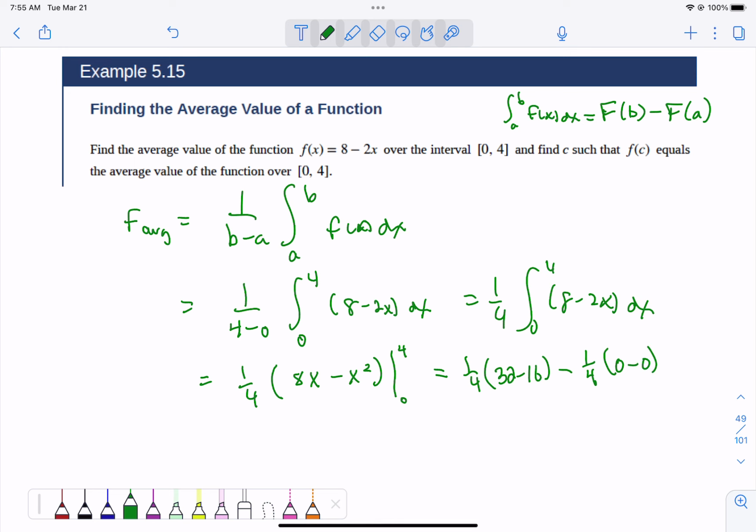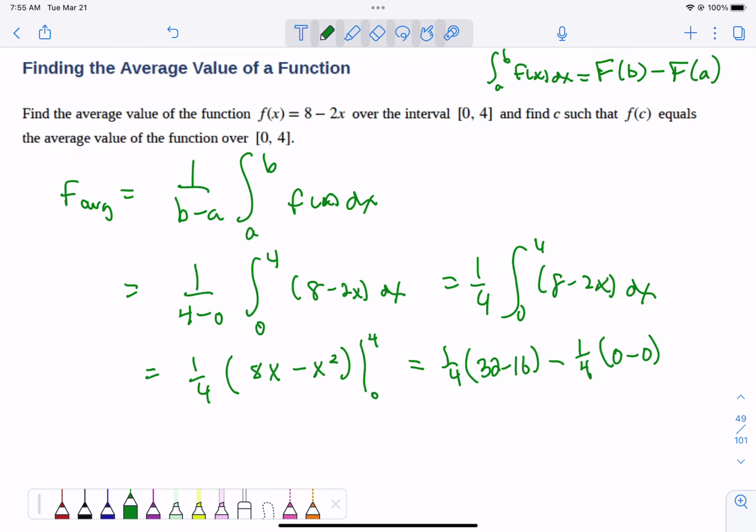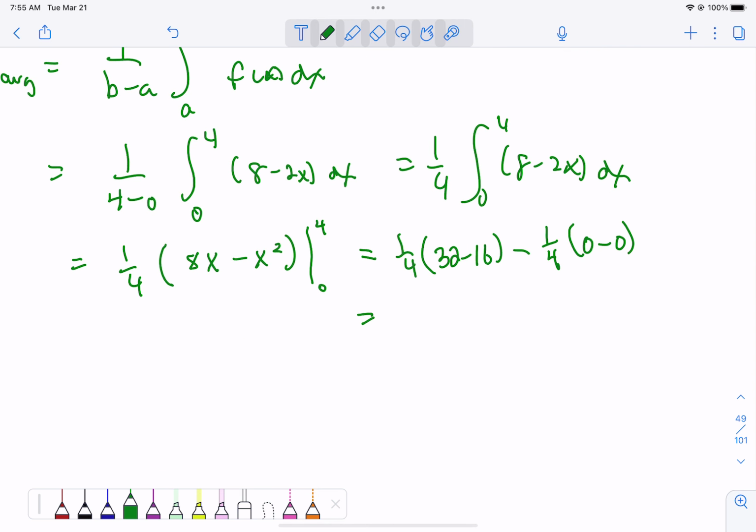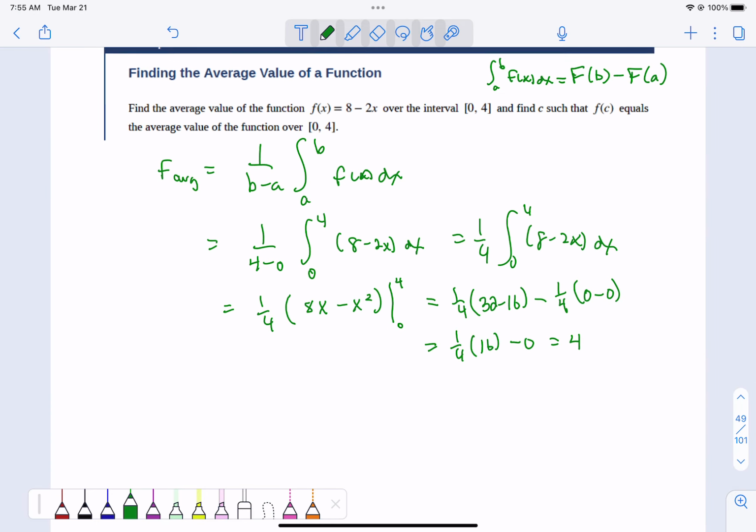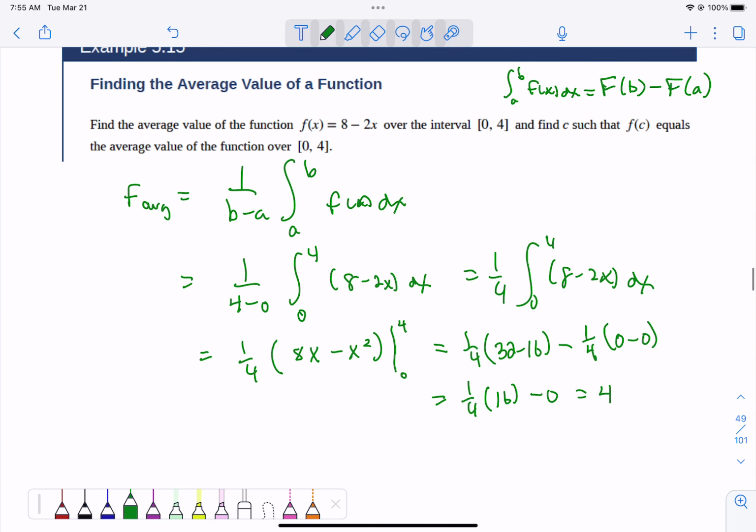Now, 0 does not always give you a 0 value if there happens to be some kind of little something different there. So just be careful. I tend to write it down anyway. And then that's going to be 1/4 of 16 minus 0, which is 4. Okay. So the average value of this function, without drawing a picture, but just using our rules of integration, is 4.